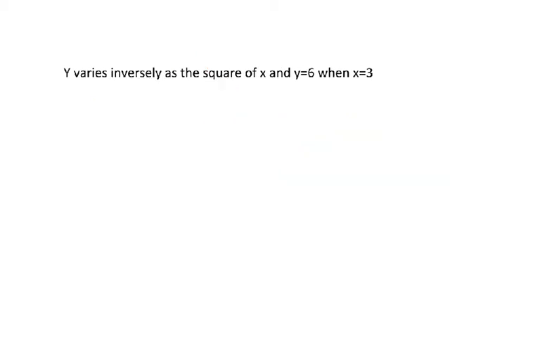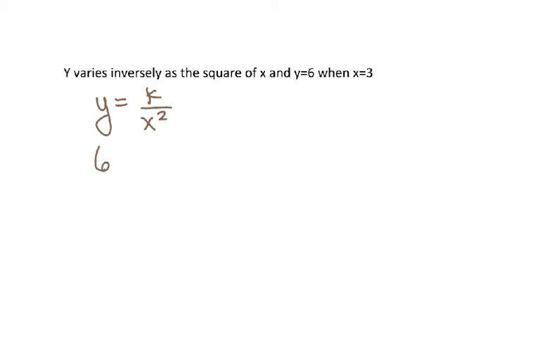And this one will be inversely. Okay, so now we have y varies inversely as the square of x. So now it's k over x squared. And we want to do the same thing, solve for k.